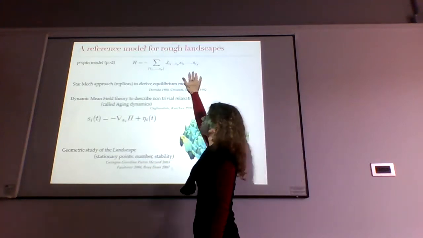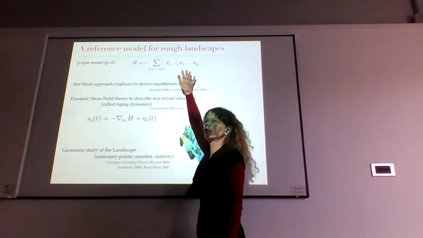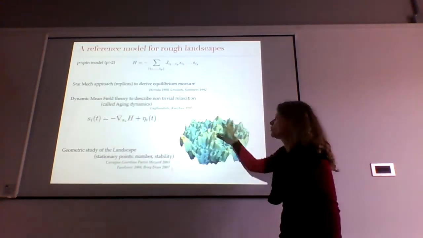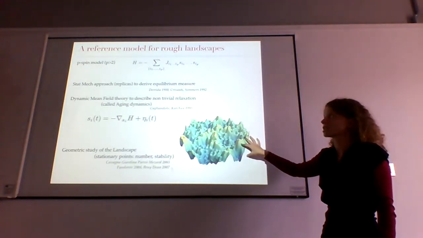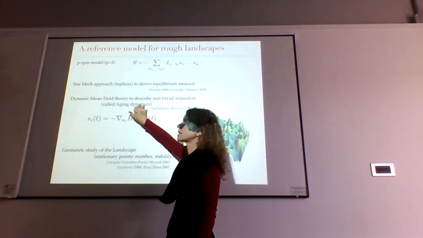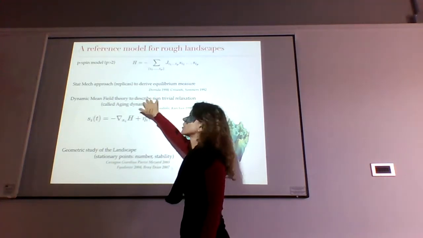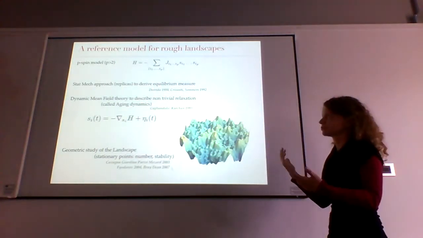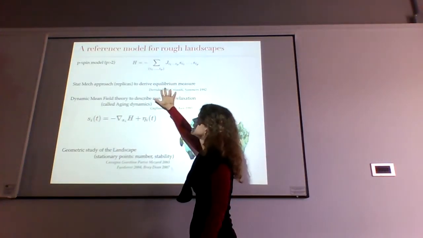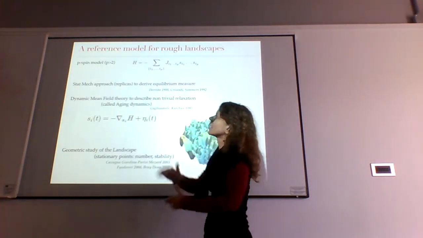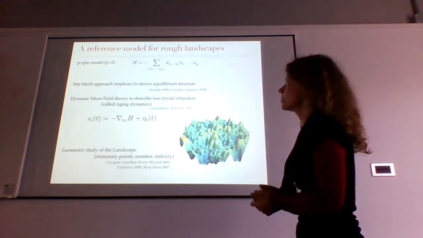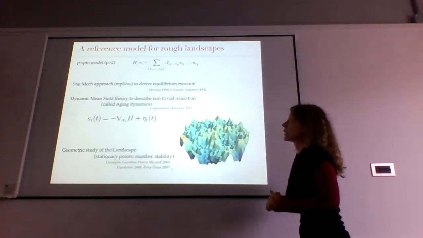It turns out that if you were able to plot this function as a function of all the degrees of freedom of the system, these spin variables, you would get a very rough, complicated function such as this. As a consequence, the statics and the dynamics of this system are pretty new. It has been studied for about 30 years, so pretty recent. You have a statistical mechanics approach that has been developed to study the thermodynamic properties of this system that uses replicas to find the correct solution.